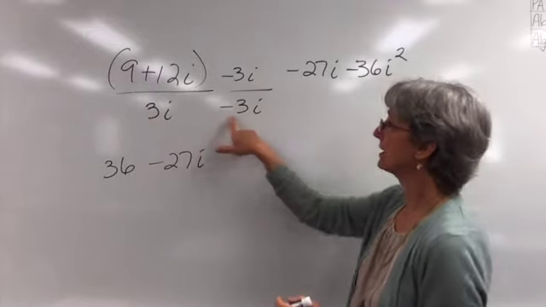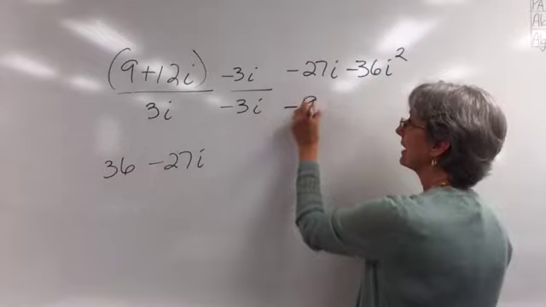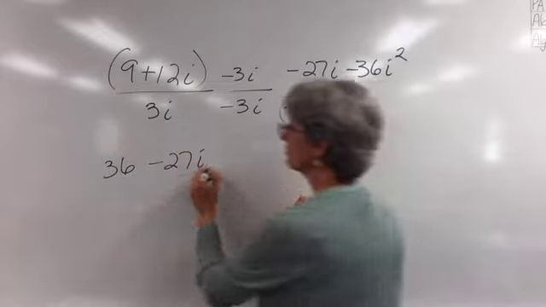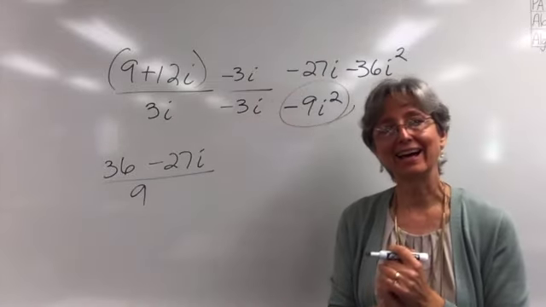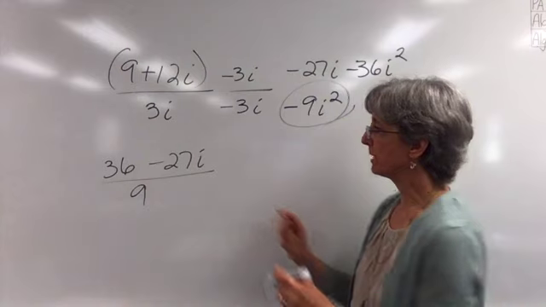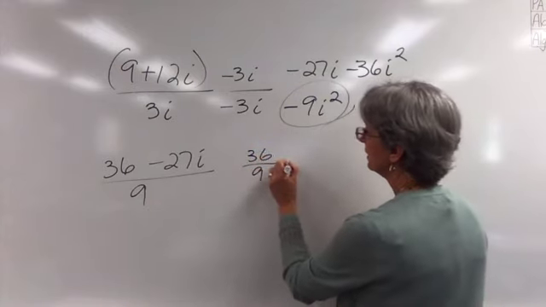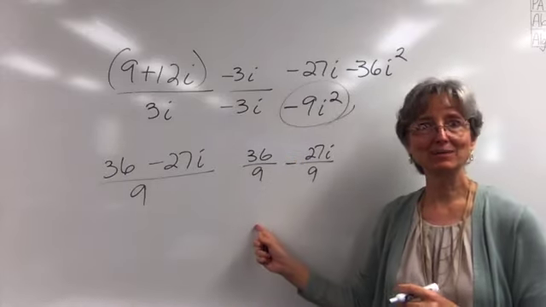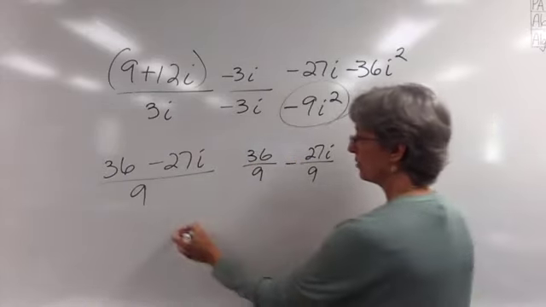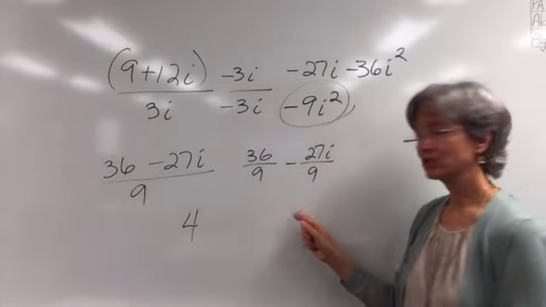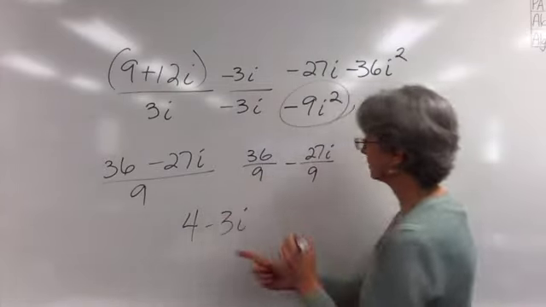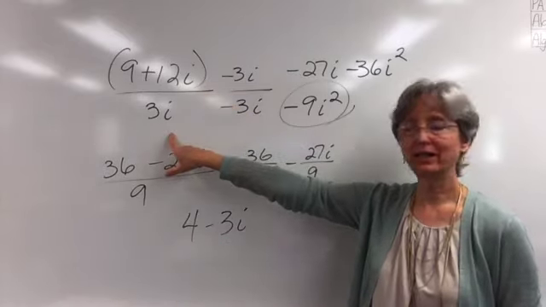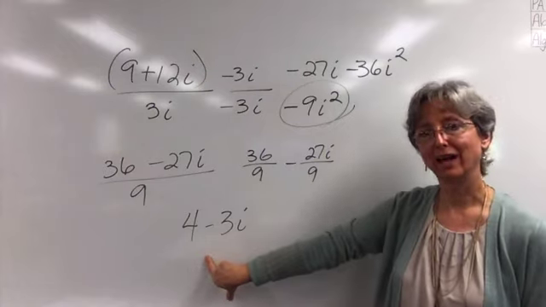Now, 3i times negative 3i is negative 9i squared. That simplifies to be positive 9. So my denominator is 9. When you look at this, basically this means 36 over 9 minus 27i over 9. And I can simplify that. 36 over 9 is 4. 27 over 9 is 3. So my final answer is 4 minus 3i. I have divided this by 3i, and I got 4 minus 3i.